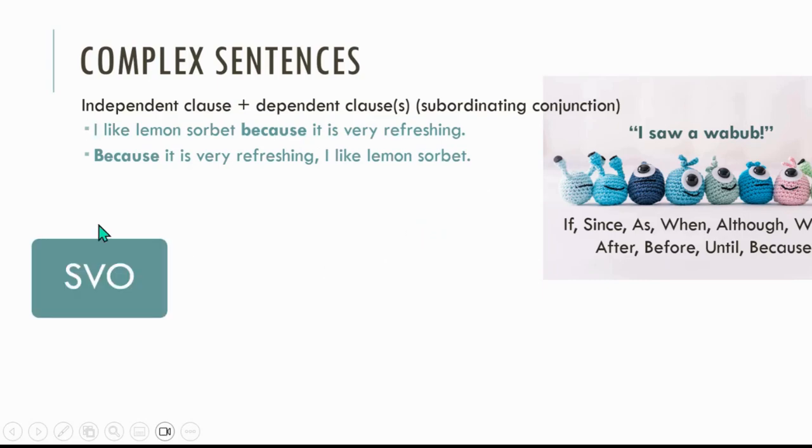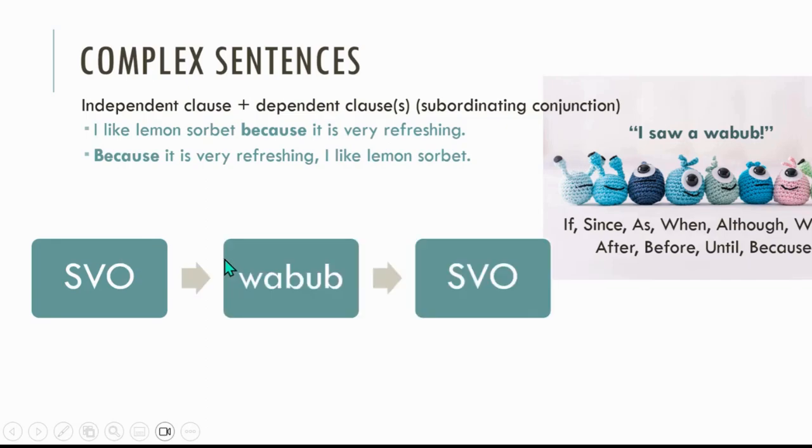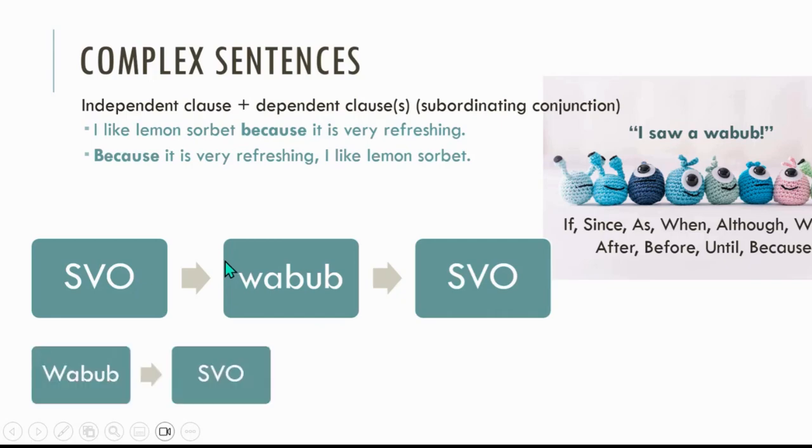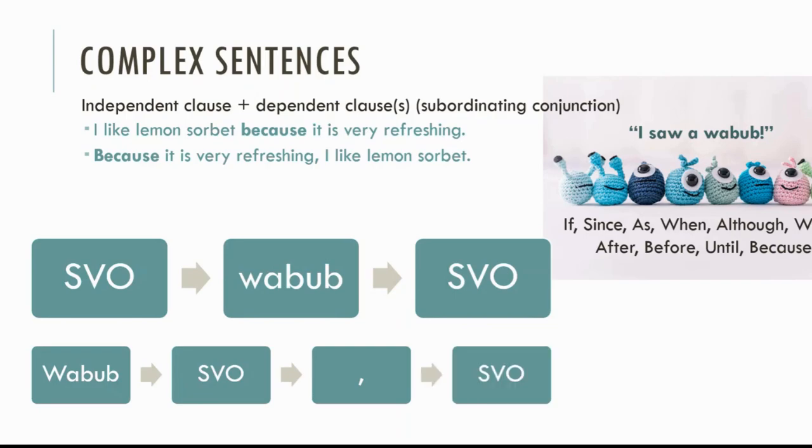So the first one, SVO, wabub, SVO. Or wabub, SVO, comma, SVO. So just a little note here that if the dependent clause comes before the independent clause, you'll place a comma at the end of the dependent clause. Whereas there's no comma if the dependent clause comes second.